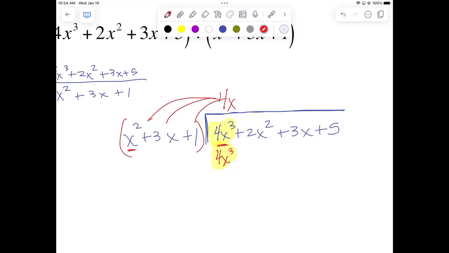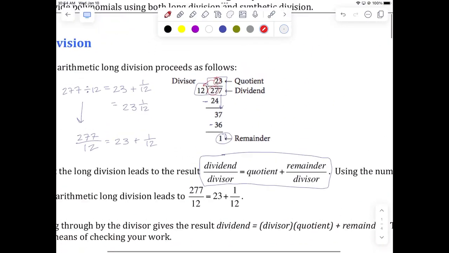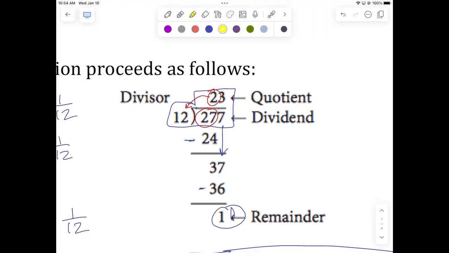Now, what is 4x times 3x? 12x squared. I'm going to write the 12x squared underneath the squared term, and it's a positive 12x squared. And then what's 4x times 1? Plus 4x. Good. So I distributed it all the way through, and now I'm going to draw the line. What did we do up here after we multiplied? I subtracted.